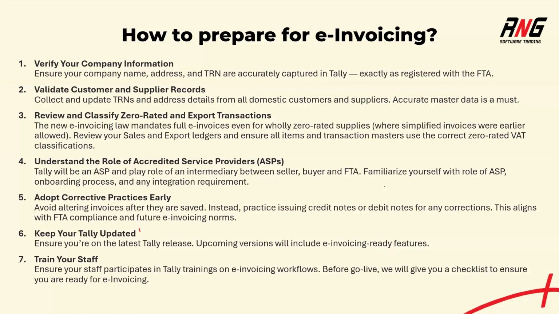So just to give a couple of guidelines on how to prepare for invoicing: verify your company information. Your company name, address, TRN are accurately captured in Tally, exactly as registered with the FTA. Validate customer and supplier records, collect and update TRNs and address details from all domestic customers and suppliers. Accurate data is a must. If you don't have accurate data, you cannot generate successful invoicing, which again can lead to rejection and fines and things like that.